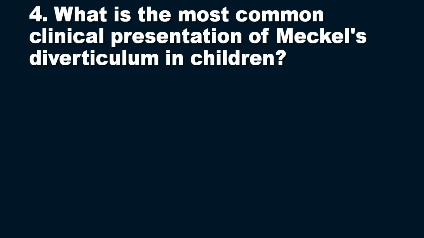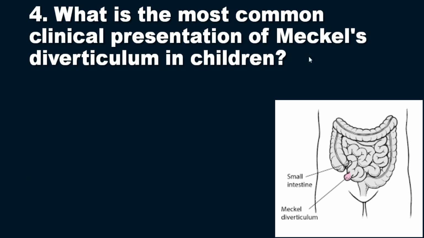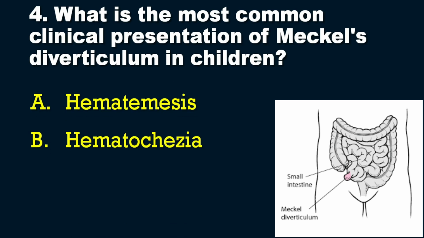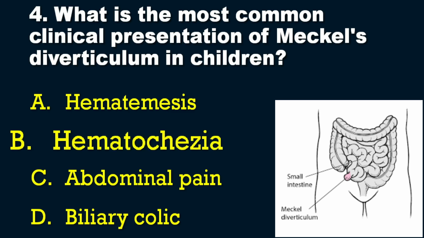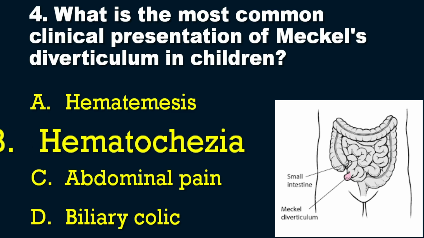Now we can see the fourth question in our series. The question is, what is the most common clinical presentation of Meckel's diverticulum in children? What is Meckel's diverticulum, you have to know, then only you can answer this question. Options are A, hematemesis, option B, hematochezia, option C, abdominal pain, and option D, biliary colic. So the answer is option number B, that is hematochezia.